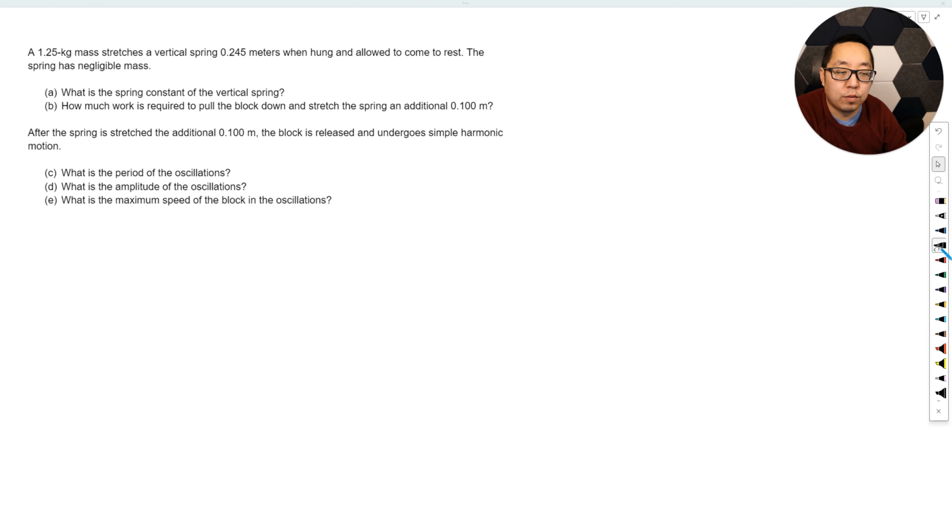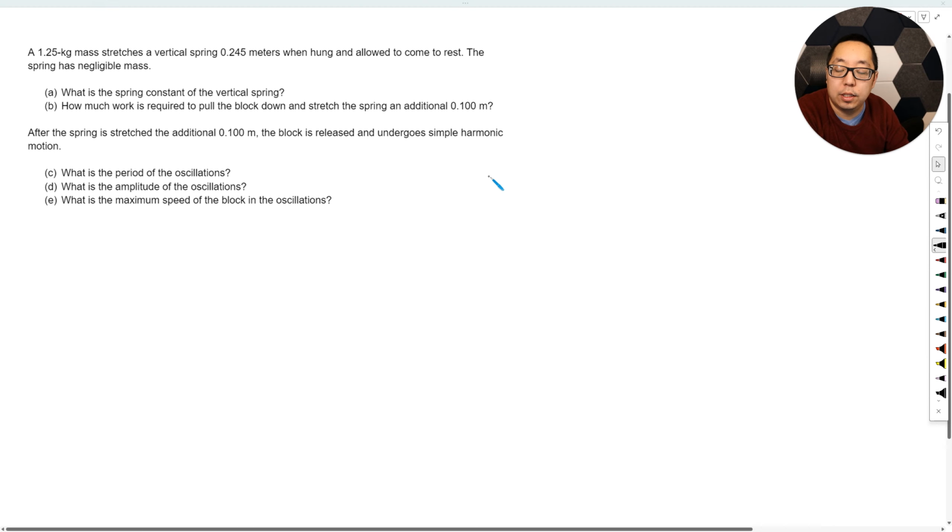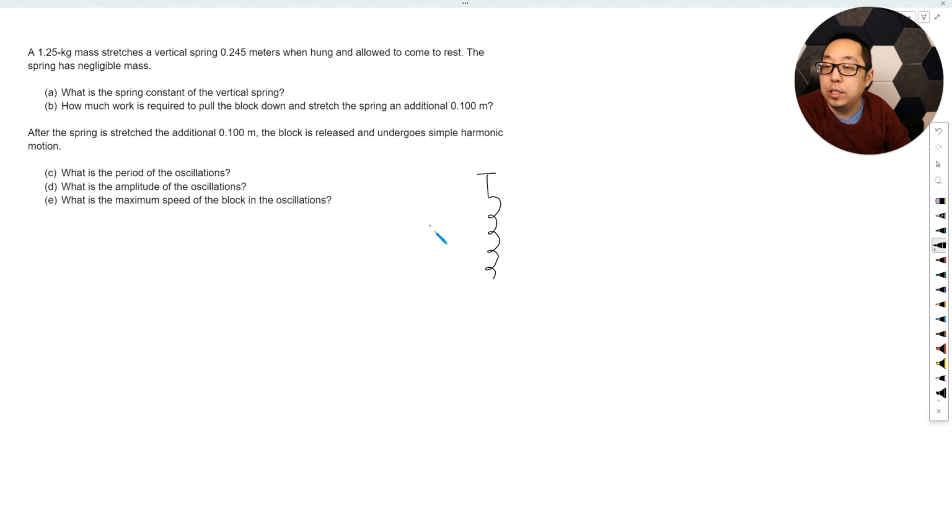All right, so now we have this vertical mass spring system, right? And the idea on a vertical mass spring is to always try to sketch it out. It stretches when it's hung and allowed to come to rest. So this mass is 1.25 kilograms. And it's always useful to have a reference: if the spring were not stretched, this is the relaxed length. Relative to the relaxed length, right now it is stretched a distance of 0.245 meters.